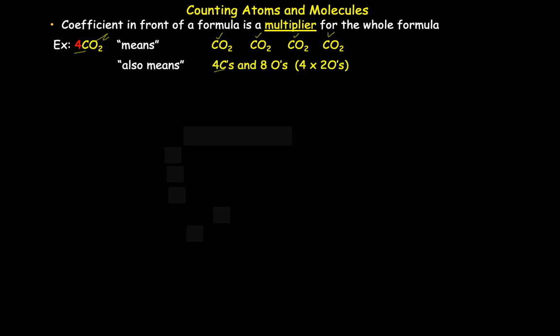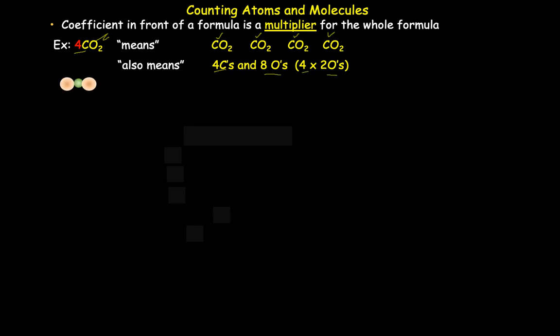So for example, say you have 4 CO2. Well, we know we have a CO2 molecule or group. If you have a 4 in front of that, that simply means that you have 4 groups of CO2: a CO2, a CO2, a CO2, and a CO2. But it also means that you have 4 Cs, and you also have 2, 4, 6, 8 Os. By looking at this really quickly, you can see that you have 4 Cs and 8 Os because it's 4 times the O2.